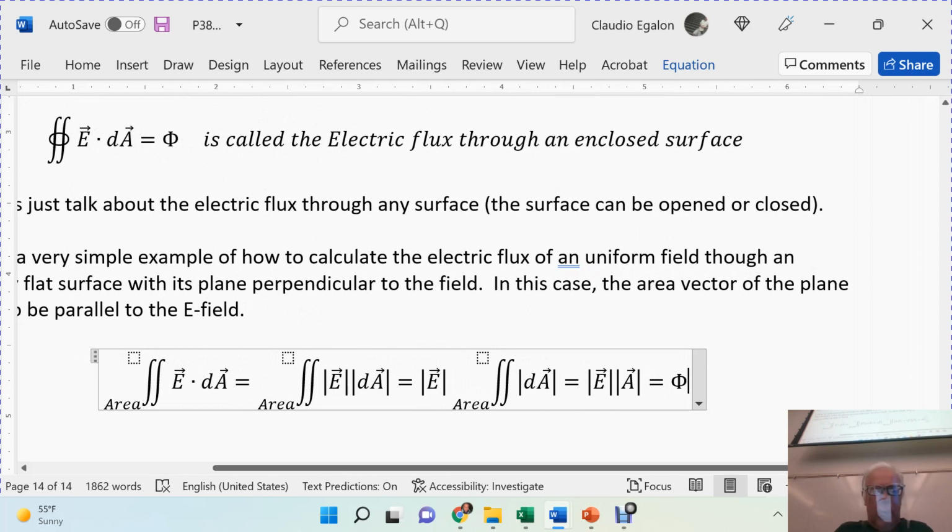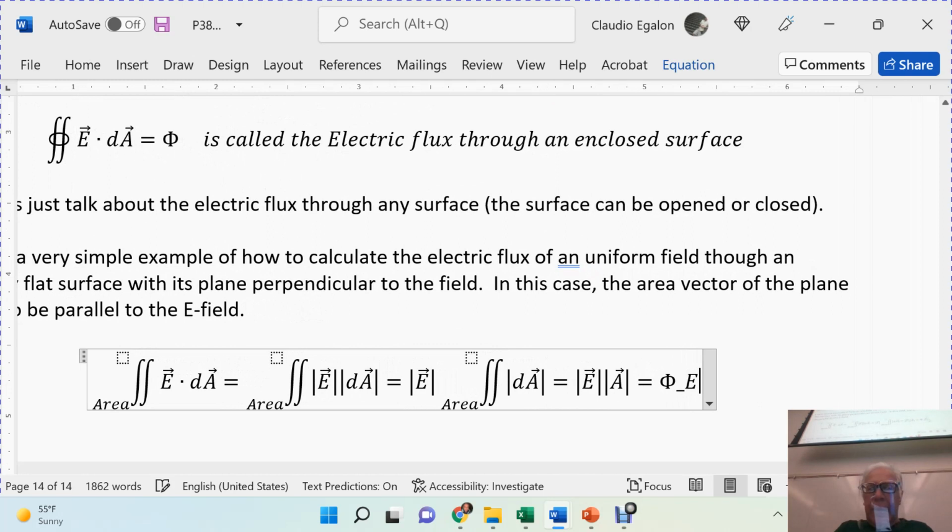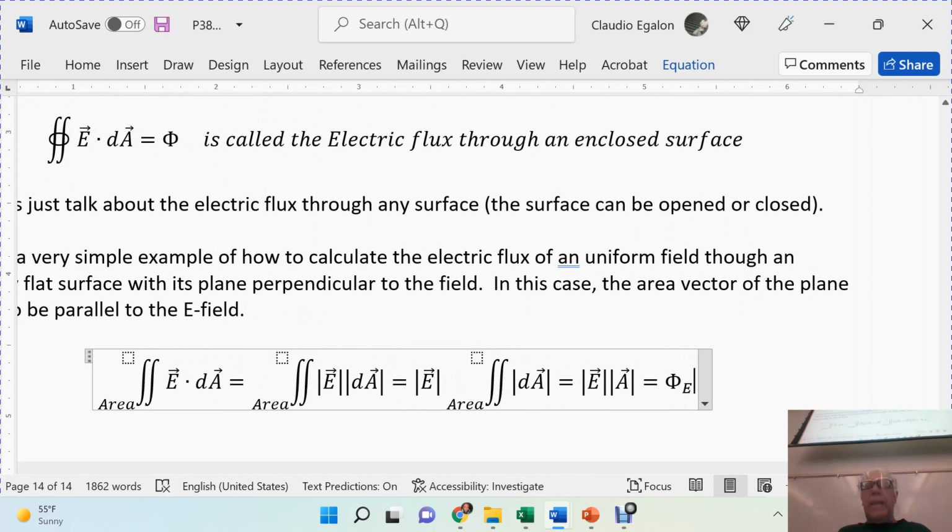We usually abbreviate the electric flux with a subscript E, just to emphasize that it's the flux of the electric field. But why do we do that? Because there is also the magnetic flux. Okay, since I didn't introduce the magnetic flux yet, you can ignore this subscript, but just keep it in mind for whenever we start talking about other fluxes.